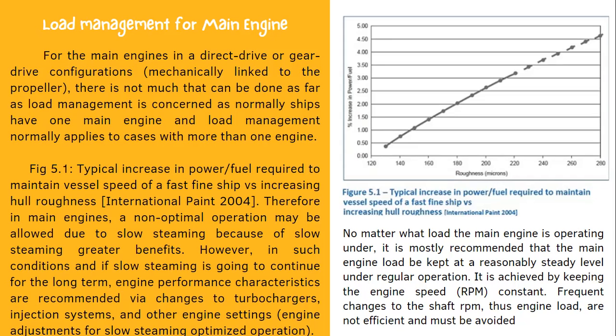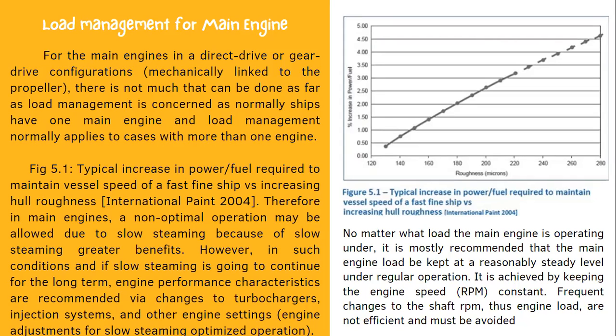In Figure 5.1, typically, it shows the increase in power and fuel required to maintain vessel speed of a fast, fine ship versus increasing hull roughness, according to International Paint 2004. Therefore, a non-optimal engine operation may be allowed due to slow steaming, because of slow steaming's greater benefits. However, in such conditions, if slow steaming is going to continue for the long term, engine adjustments are recommended via changes to turbochargers, injection systems, and other engine settings for slow steaming optimized operation.